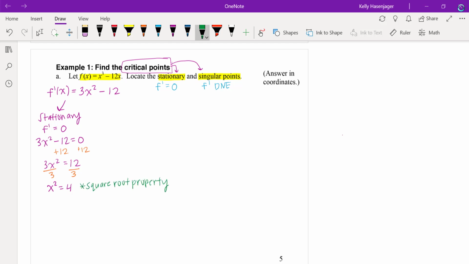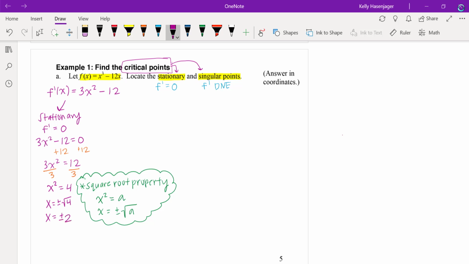Now we're going to use an algebra property called the square root property. It says if x squared is equal to a, we're the ones introducing the square root, so we need that plus or minus. So x would be plus or minus the square root of a. Don't forget the plus and minus. Back to our problem, we had x squared is equal to 4. Using that square root property, we get x is equal to plus or minus the square root of 4, which is plus or minus 2.